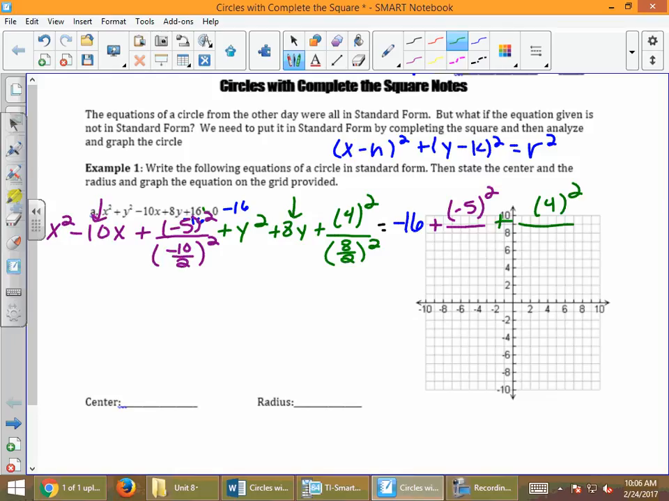Your very next step, we're going to what we like to call factor. You're not actually going to factor though. You're going to write 2 parentheses.